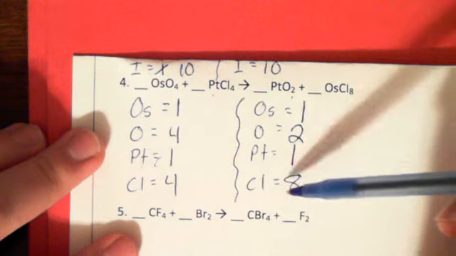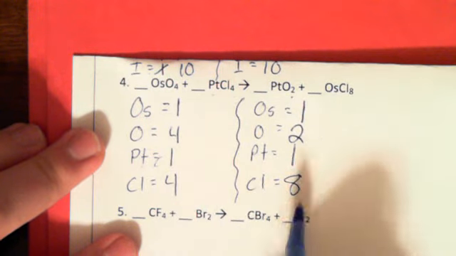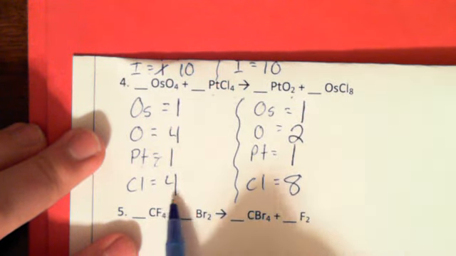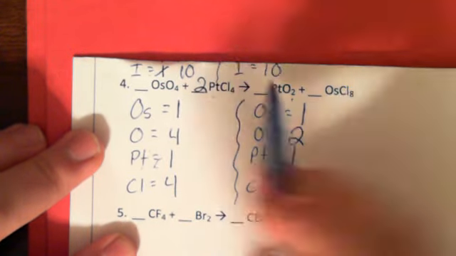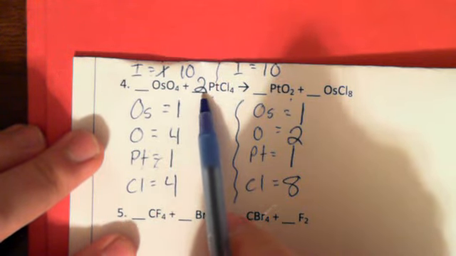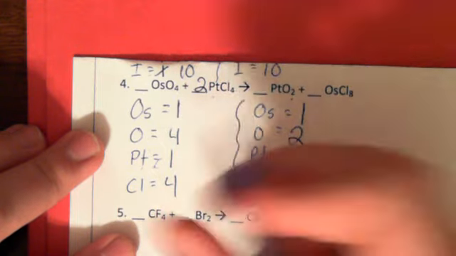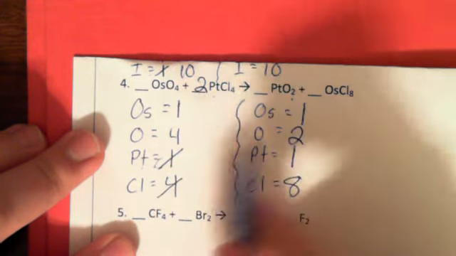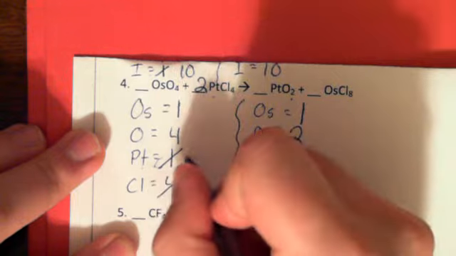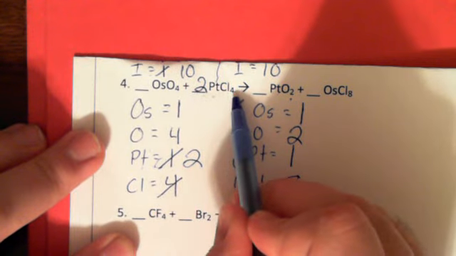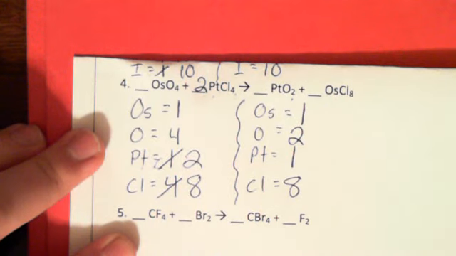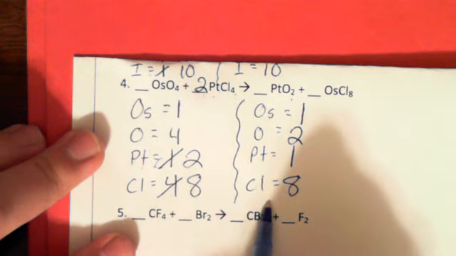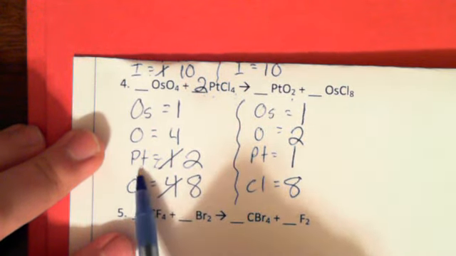We want to start with the Cls, the chlorines. There are 4 and 8. In order to fix this, why don't we put a 2 in front of that 4 right there. So by putting the 2 here, notice it's going to affect the Pt and the Cl, so I cross them both out. The platinum is now 2. 2 times 4 gives me the Cl, which is 8.